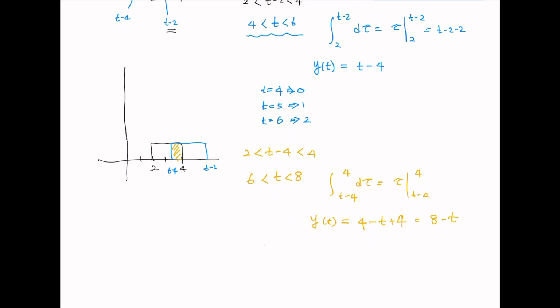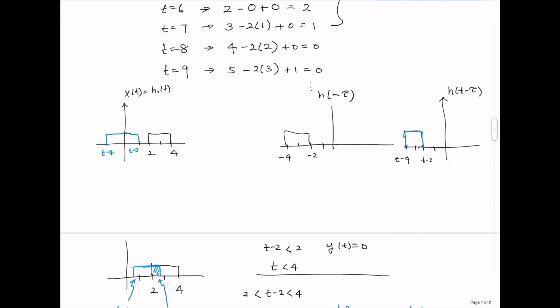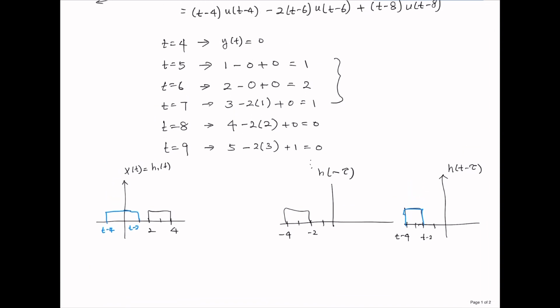Then when t equals 6, we already looked at it. Now when t equals 7, it's going to be 1, when t equals 8, it's going to be back to 0. So 5, 6, 7, those are the cases where we get output values, which is consistent with what we have here, 5, 6, and 7.